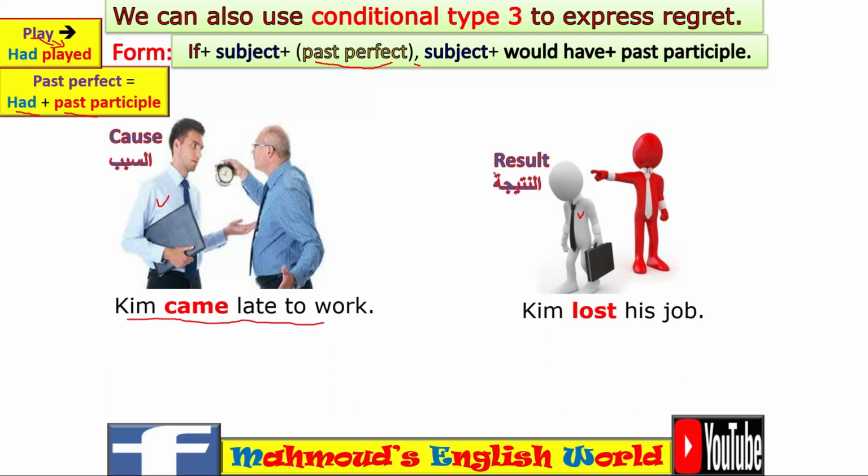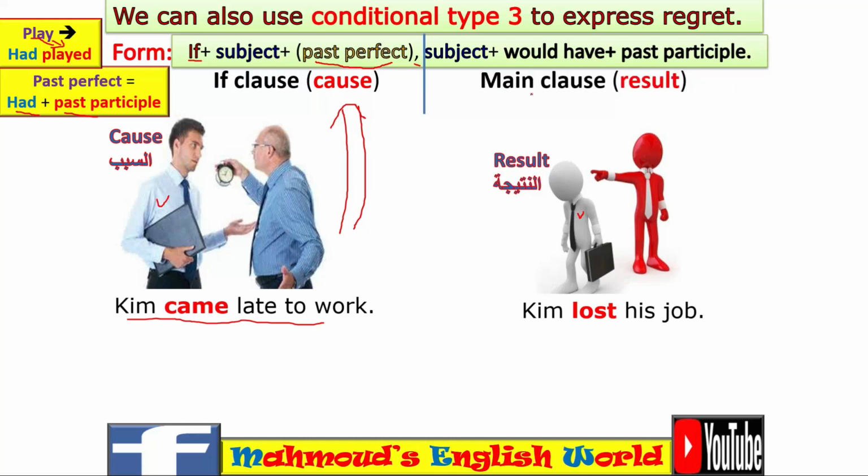Why should we know the cause and the effect? Because this conditional type 3 is divided into 2 parts. The first part, in which we have if, we call it the if clause, and in the if clause we put the cause all the time. And for the second one, we have the main clause and we put the result or the effect. Right. So let's see here.